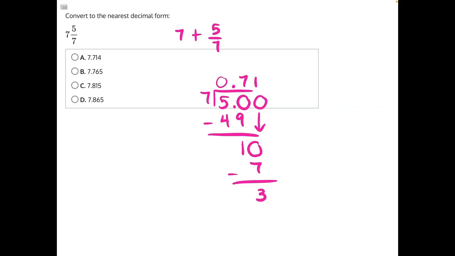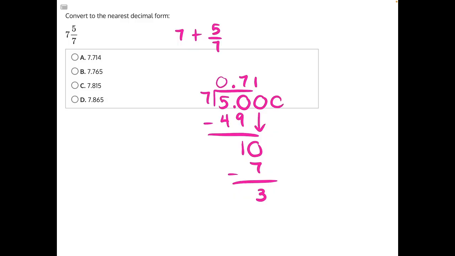Now I'm going to pause for just a second and look at my answer choices, because if we're looking at just the decimal values, the only one that matches so far is answer choice A, 0.71 or 7.71 once we add our whole number back in. At that point, you could mark A and move on with the rest of the test, but for the sake of the video, I will finish the division.